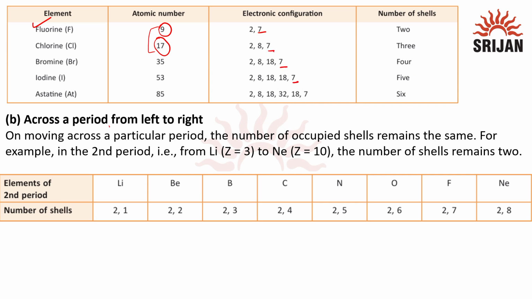Now talking about across a period, that is from left to right. On moving across a particular period, the number of occupied shells remains the same. For example, in the second period, that is from lithium to neon, you can see here the period from lithium to neon, right? The number of shells remains the same, that is 2 shells only. Here it is also 2 shells, here it is also 2 shells. It is 2 shells until neon, right?